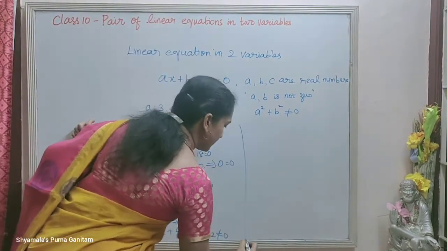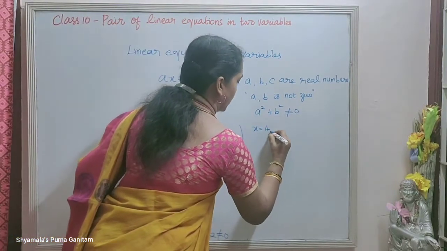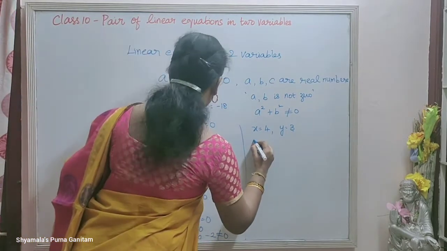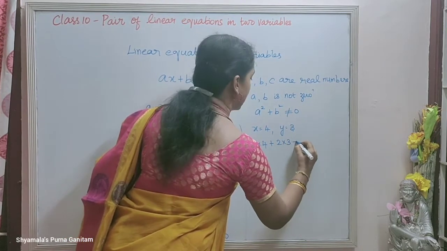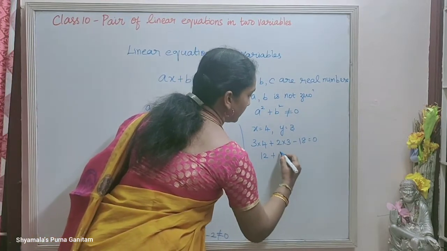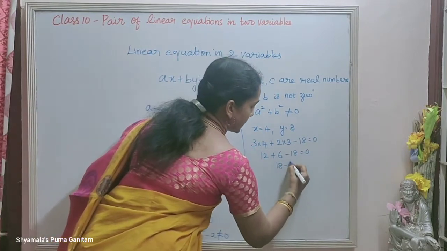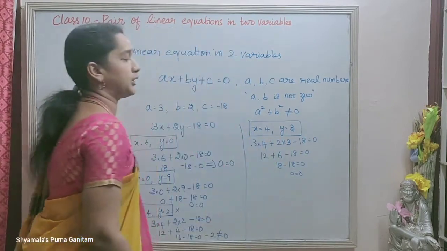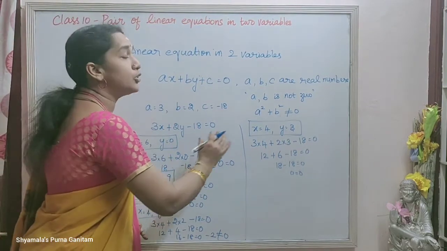So one more set of values of x and y we will take, that is, x value is equal to 4 and y value is equal to 3. When we substitute it, 3 into 4 plus 2 into 3 minus 18 is equal to 0. So 4 3s are 12 plus 3 2s are 6 minus 18, so this is 18 minus 18. We will get the solution as x is equal to 4 and y is equal to 3. So these are a few solutions we will get.